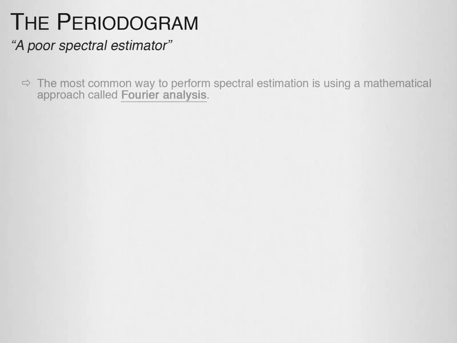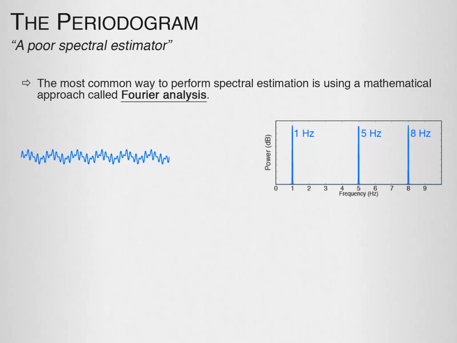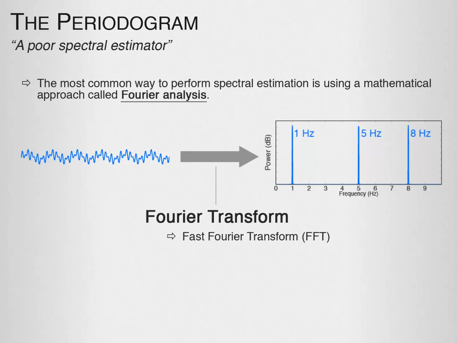The most common way to perform spectral estimation is using a mathematical approach called Fourier analysis. Fourier analysis can be used to convert a time domain waveform into its frequency domain components by performing what's called the Fourier transform. You may often hear the term fast Fourier transform, or FFT, which is a specific implementation of this method, which works efficiently on computers.